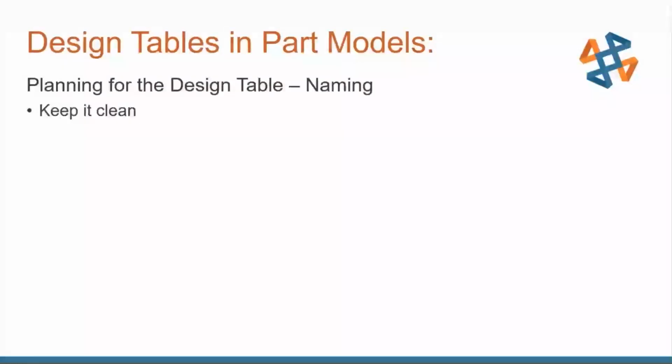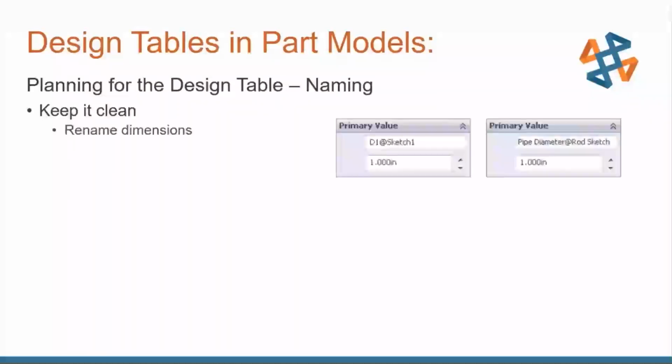So another thing that is a good recommendation is naming features in your tree. I like to say keep it clean. Rename your dimensions. So instead of the dimension being named D1 at sketch 1, I've renamed it, as you can see, pipe diameter at rod sketch. And I'm not saying rename every single dimension, just the dimensions that you're going to change and work with. Same is true with your features. Makes much more sense possibly to have the feature boss extrude named rod or whatever the case is.